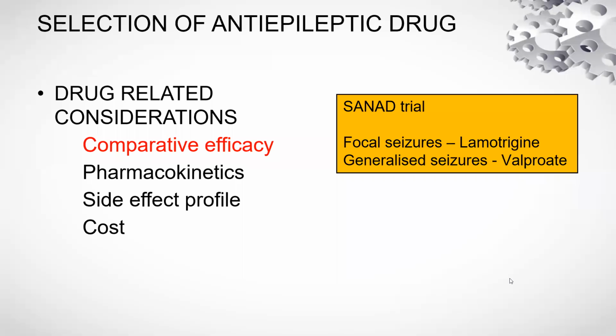And recently, findings of the SANAD 2 trial were published, in which they concluded that for generalized seizures, valproate is superior to levetiracetam. Nowadays we use levetiracetam left, right, and center, but the SANAD 2 trial concluded that for generalized seizures, at least, valproate is superior to levetiracetam.